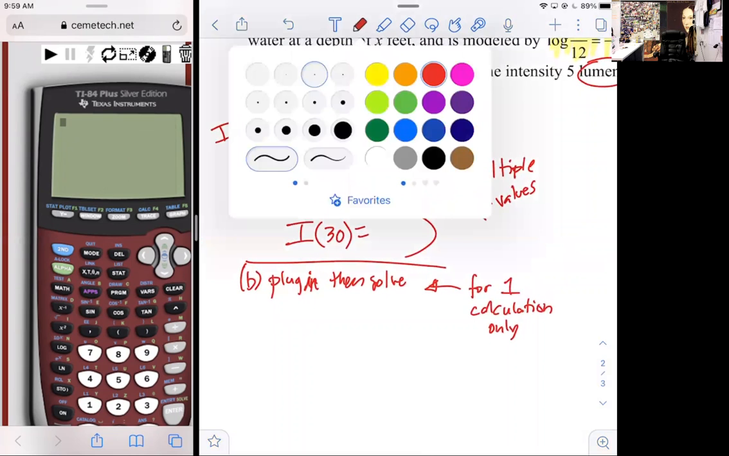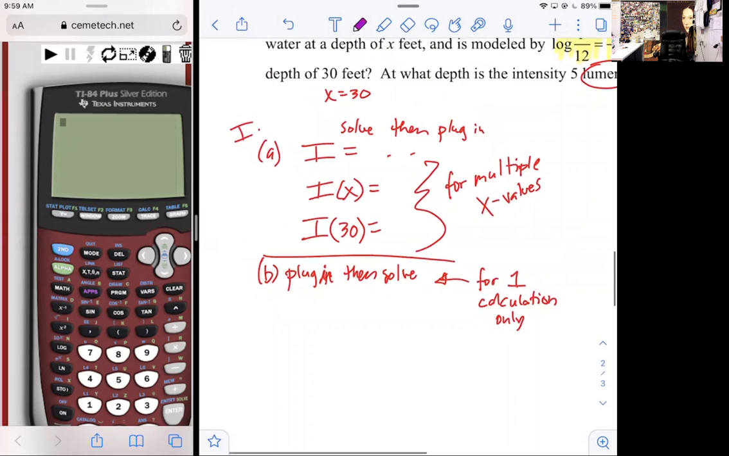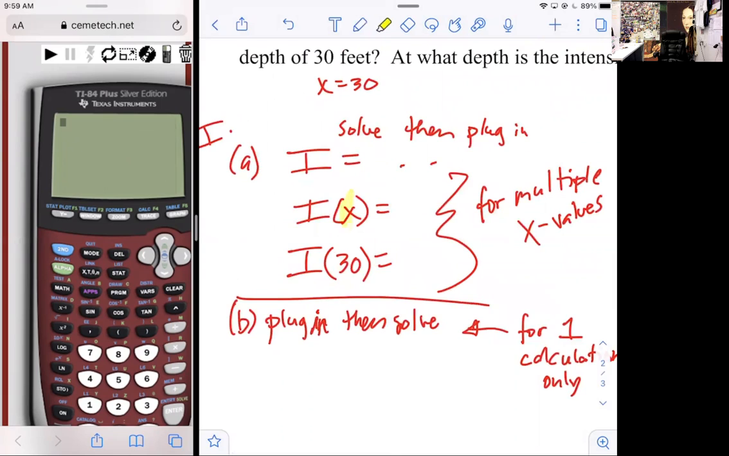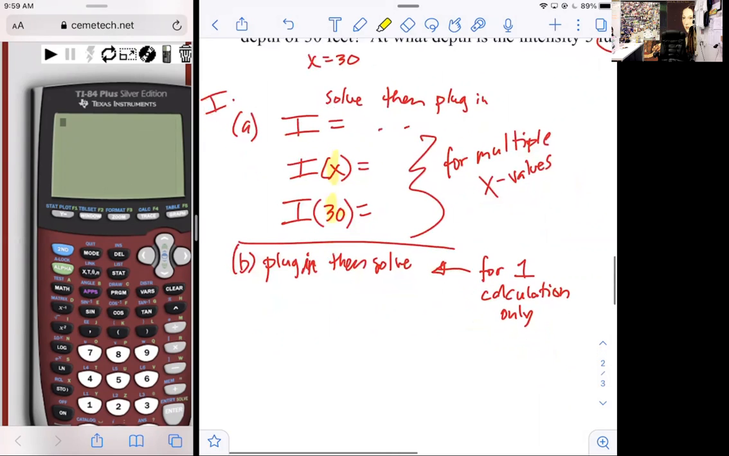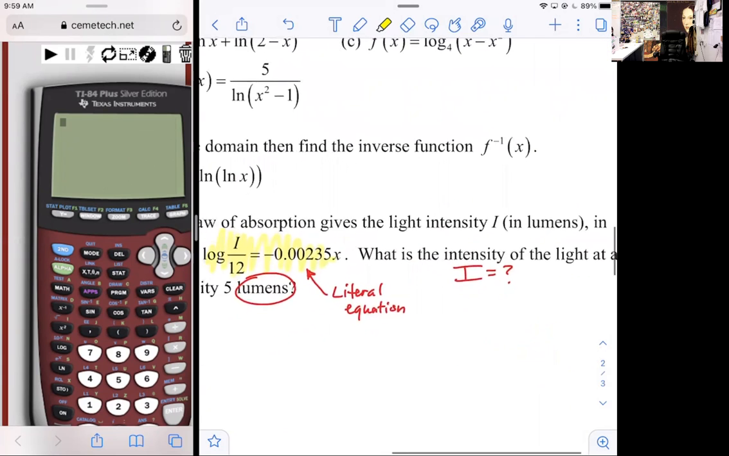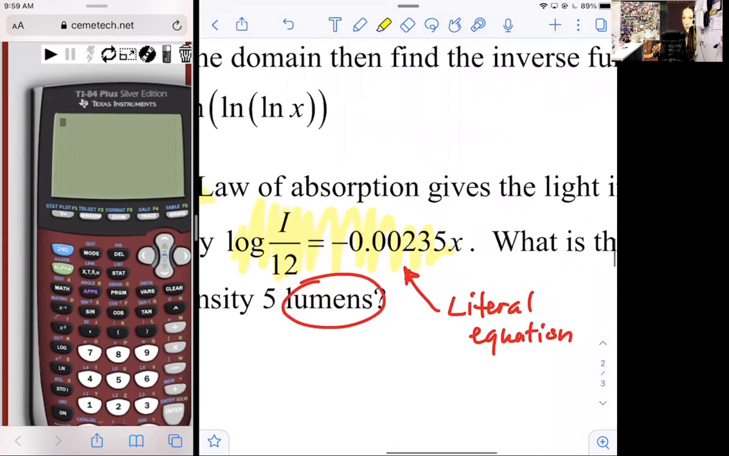Now, here's the next point that I want to bring up. I always have to communicate what I'm doing, right? That's the goal of this class, to clearly communicate. So when it's in function form, and I'm going to be plugging in a 30 for x, it's easy to show that, right? I of x becomes I of 30, boom. But how do we communicate that we're plugging in a 30 for x when it's not solved for I like that? We can't do I of x.